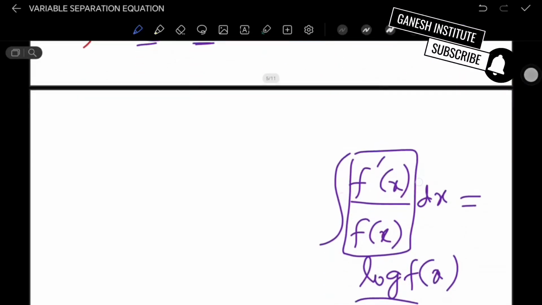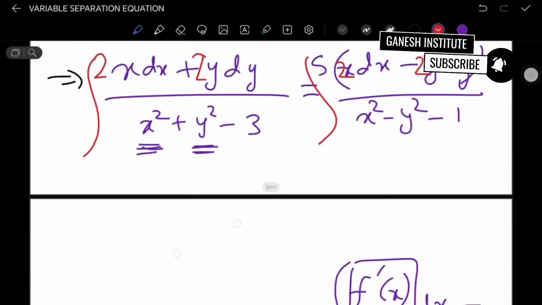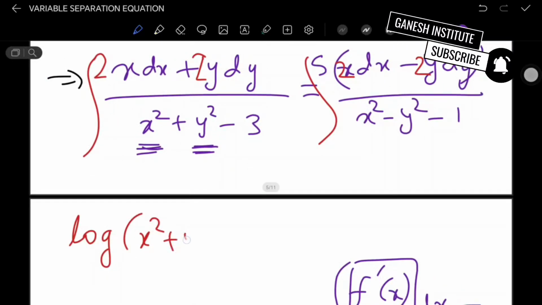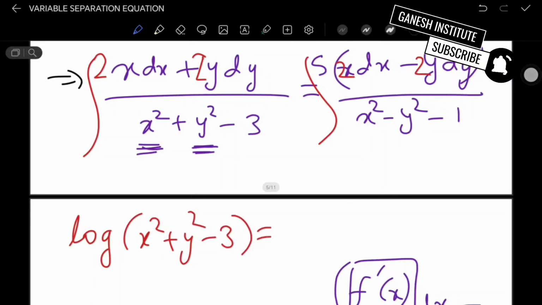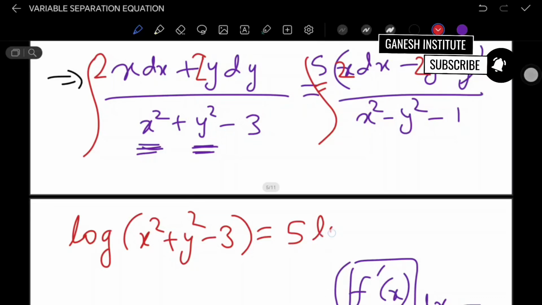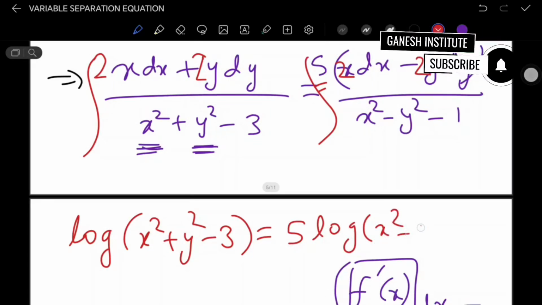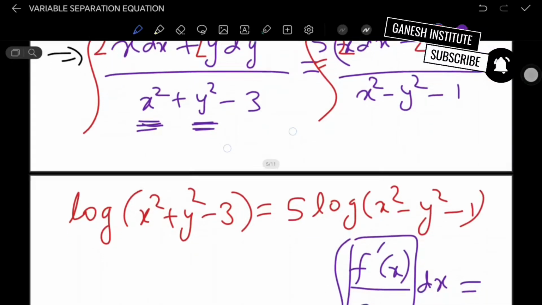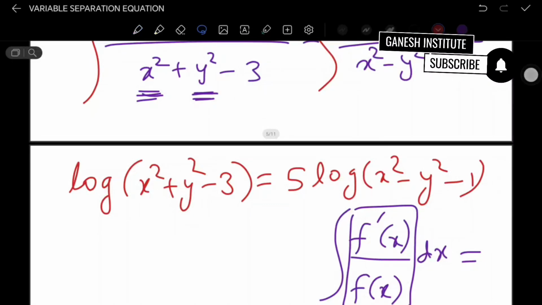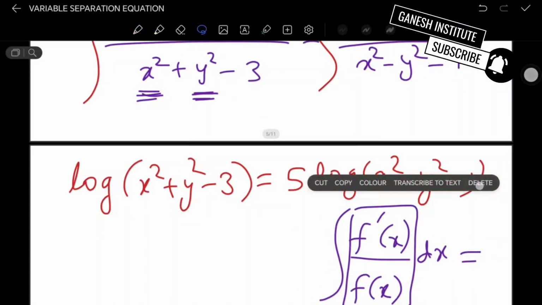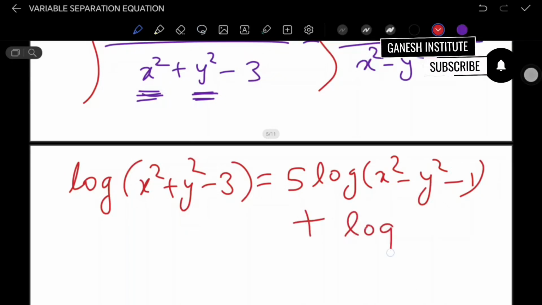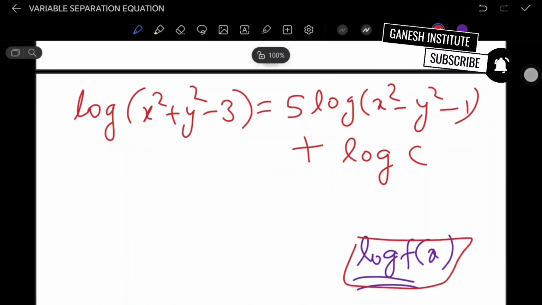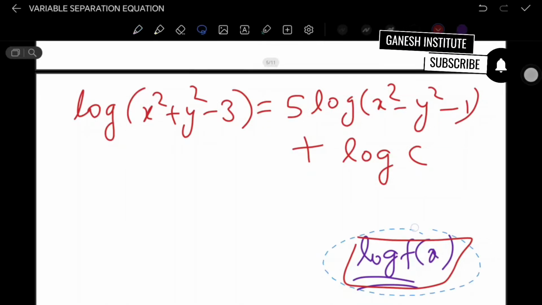the answer will be log of the denominator. So log of x square plus y square minus 3 equals 5 is already here. Log of x square minus y square minus 1, and when all of the components are in log form, we have to take the integrating constant also as log c for the general solution, right?